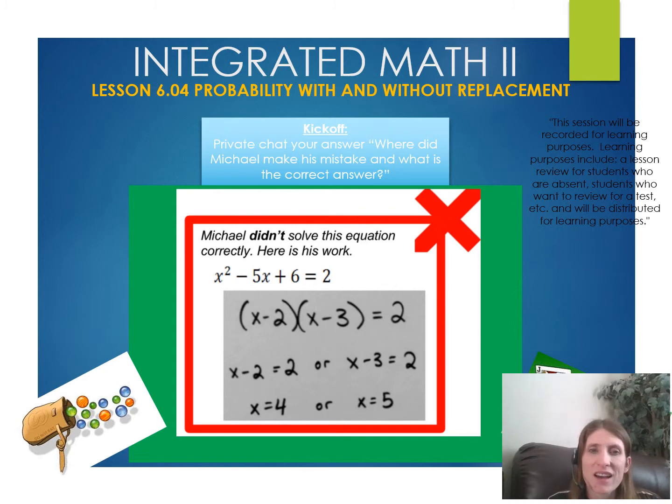So today I thought, well, normally I would have you private chat this to me, but obviously you cannot private chat it to me. So I want you to look at this problem. I want you to figure out where Michael made his mistake and what the correct answer is. And then I want you to pause and come back to see if you were correct. So pause it now and then we will continue on with where the mistake was made.